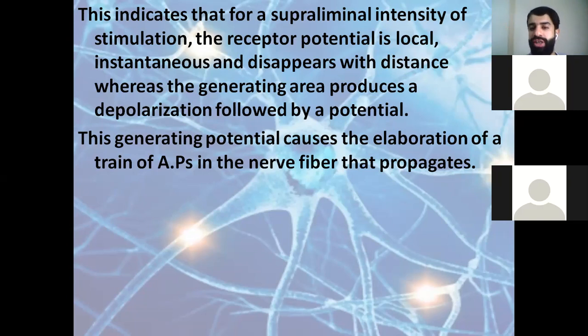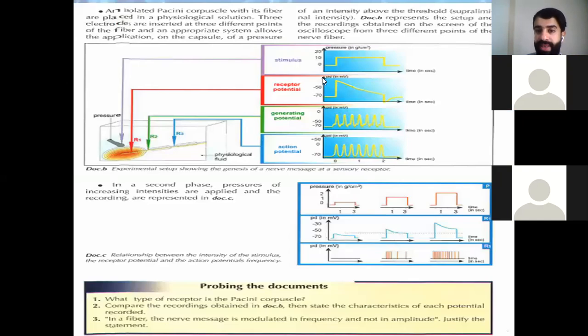So this generating potential causes the appearance of an action potential in the nerve fiber, and this action potential will propagate from where to where? From the receptor potential to the generating one and away from the site. So here it is moving and propagating. As we said, it propagates in a unidirectional manner: dendrite, cell body, axon.